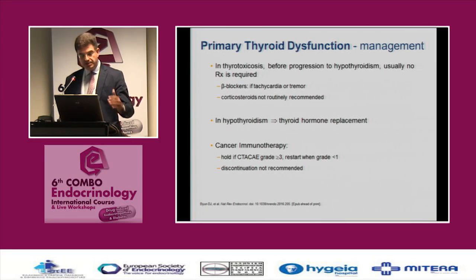In terms of management, glucocorticoids are not routinely recommended for the thyrotoxic phase, and usually, as I said, beta blockers are sufficient if the patient has tachycardia or tremor. For hypothyroid patients, we use thyroid hormone replacement, and cancer immunotherapy, the advice is to hold it for side effects that are grade 3 or more and restart when the grade is less than 1. Discontinuation is not recommended, and one has to remember that these patients have no other option.